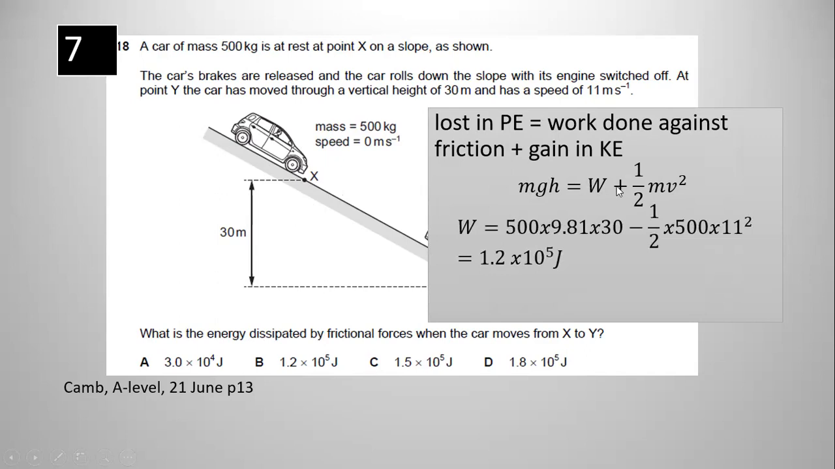Put in your value. Right? W, take this one across there. Mass is 500 kilogram. g is 9.81. Can use 10 if you want to. h is 30. And half m, m is 500. Right? Final speed is 11. Remember, we are taking it across. That's why we got a negative sign there. So answer is B.